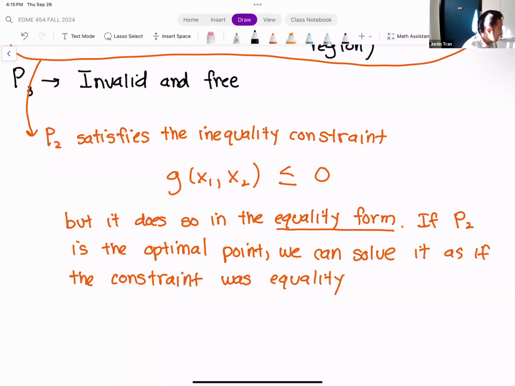Now the question becomes, how do we know ahead of time if an inequality constraint is going to be binding or not?